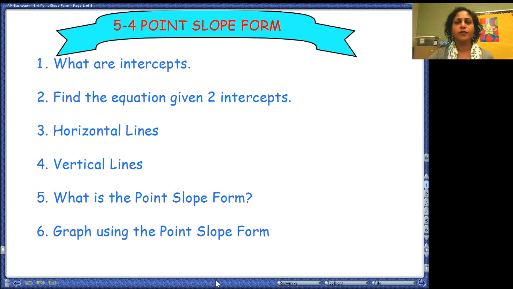Today we are going to do point slope form. This is a very useful way of writing and finding linear equations because sometimes we don't know the intercepts. We just know one point and we know the rate, and this helps us write the equation. These are the 5 things we are going to do today.